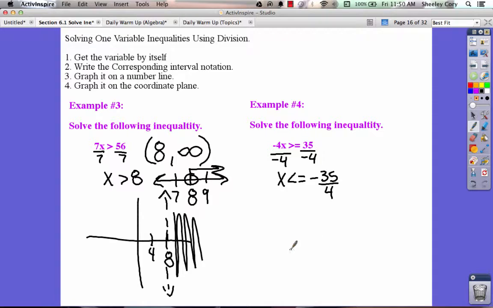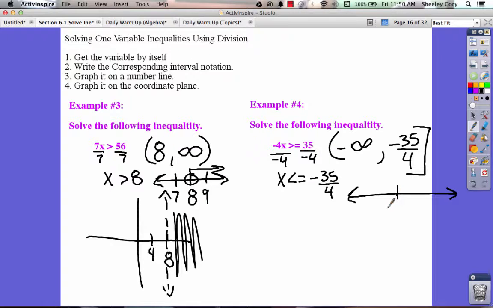Well, we can go ahead and still do our interval notation. So negative 35 over 4, if x is less than or equal to it, that has to be the biggest number. The smallest number would then be negative infinity. Well, less than or equal to means we could equal this number, but we can't equal negative infinity. Now we're going to graph it on a number line.